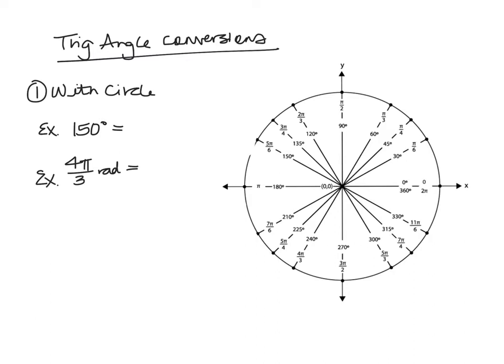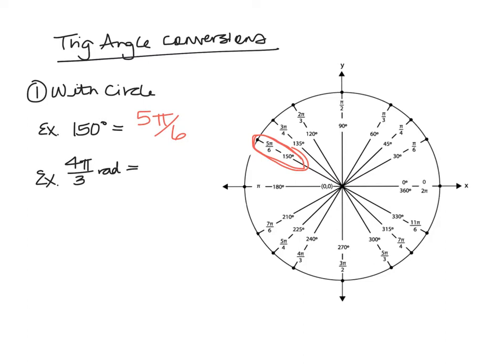So the first type is using the circle, which are numbers that are already on there. So there is no trick here, right? 150 degrees, so I've just found that 150 degrees is right here, and that is the same as 5 pi over 6.